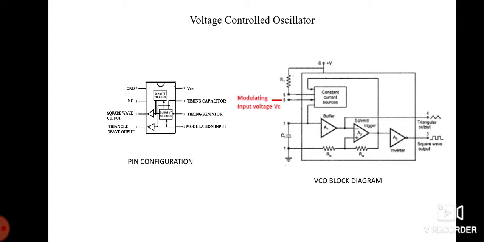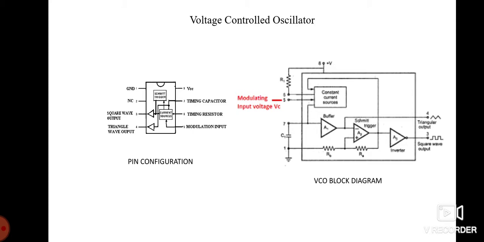When we look at the pin diagram, it consists of 8 pins. The first one is grounded, and to the second pin no connection is given. From the third and fourth pins we get the square wave output and also the triangular wave output, and the VCC supply is given to the 8th pin.